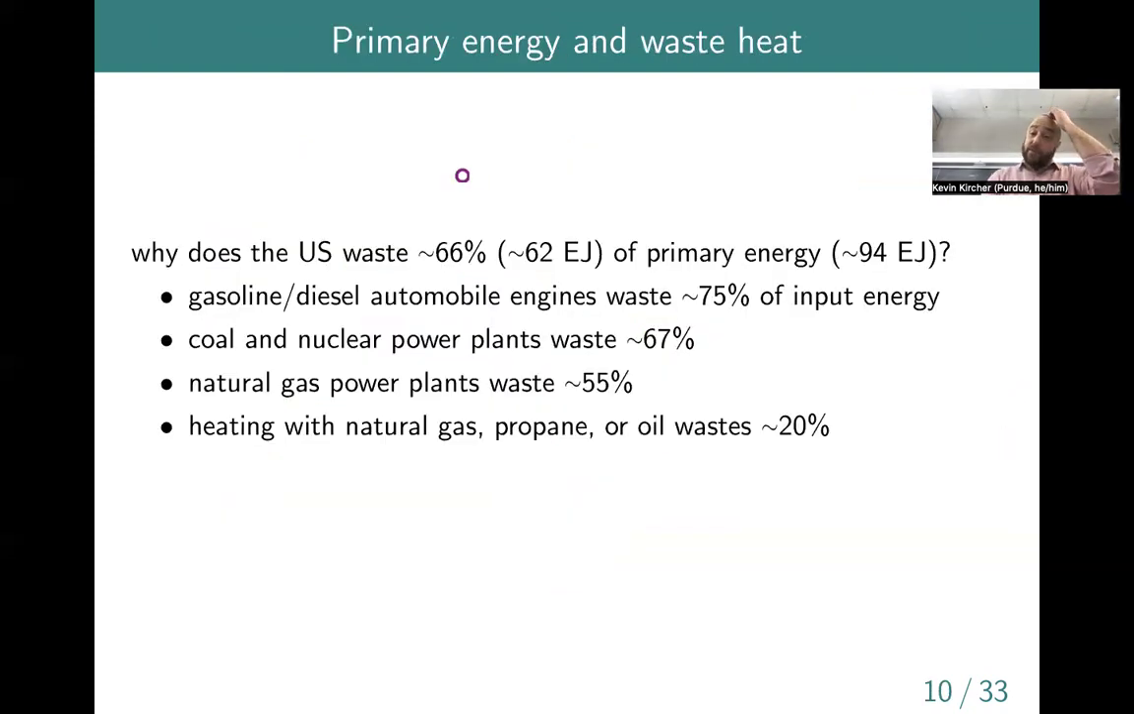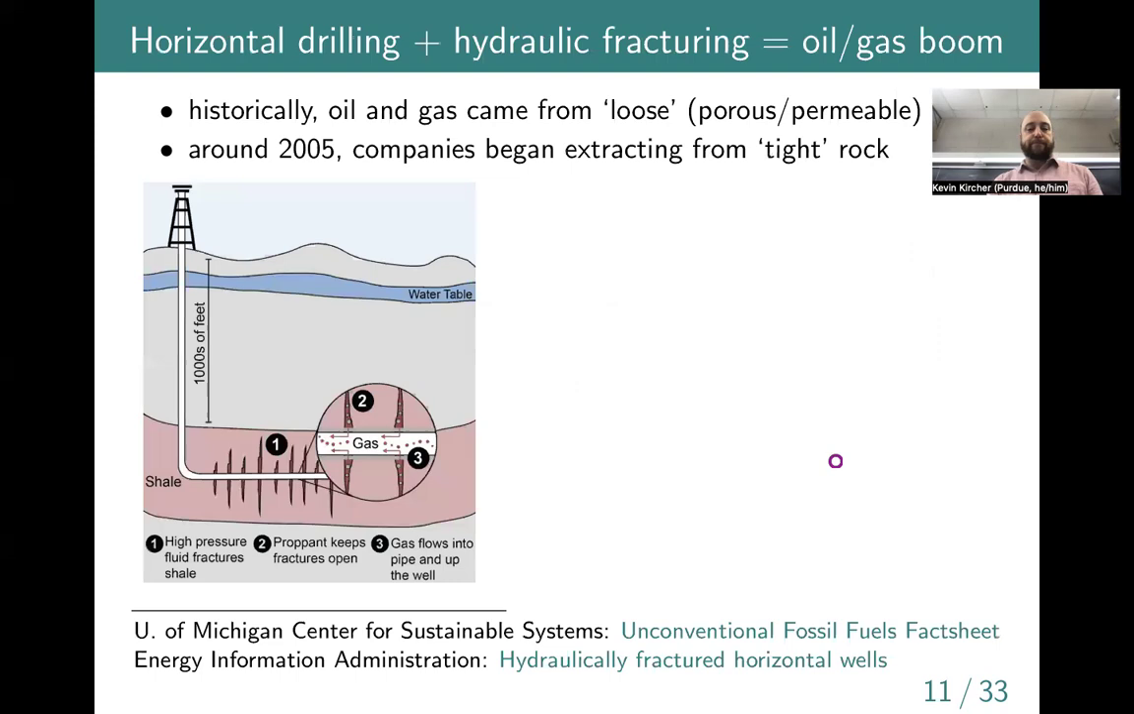And again, making this point: why do we have roughly 2/3 of all that input energy, the vast majority, 80% or whatever of which is from fossil fuels, wasted? Because of inefficiencies in conversions from that primary energy to the useful final energy. So a gas or a diesel engine might waste about 3/4 of the input energy. Coal or a nuclear power plant might waste about 2/3. A gas power plant might waste half or more. And even a furnace or a boiler that you would find in a building like this, or maybe the apartment building that you live in, typically might be somewhere between 70 and 90 or 95% efficient. So a lot of losses there as well.